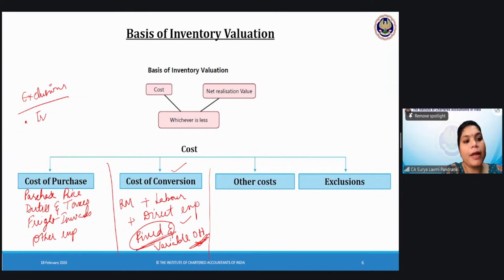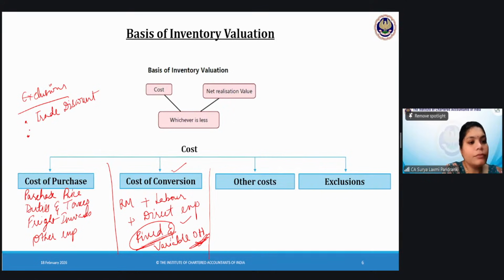Suppose the supplier has given you some trade discount. You have to remove it. What is trade discount? The customer told that since you are purchasing a good lot of units, हम आपको discount दे देंगे. That discount you have to exclude. Definitely, when discount is given, what does it mean? It is a benefit to you. So exclude करना ही है, right?